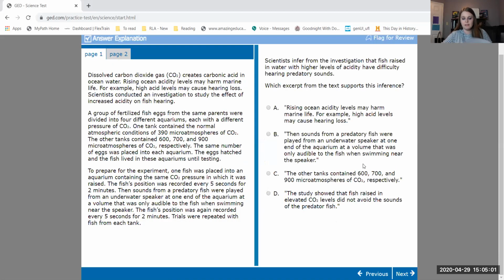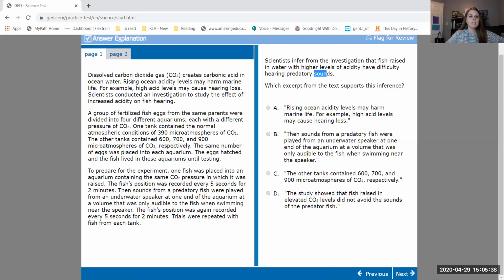All right, number 8, we got another reading passage here. So again, I like to read the question first. It says, which excerpt from the text supports this inference? Inference is like guessing, educated guessing. So it says, scientists inference, from the investigation that fish raised in water with higher levels of acidity have difficulty hearing predatory sounds. All right, more acid, more difficulty hearing sounds. All righty, so let's read it. Again, 2 pages, make sure we read both of them.